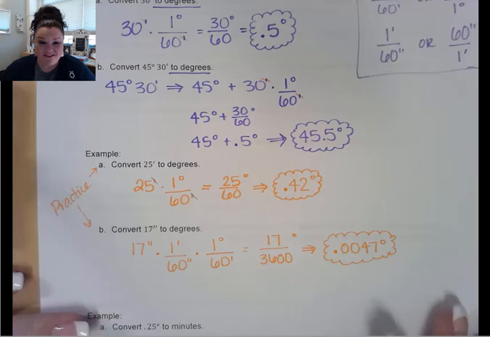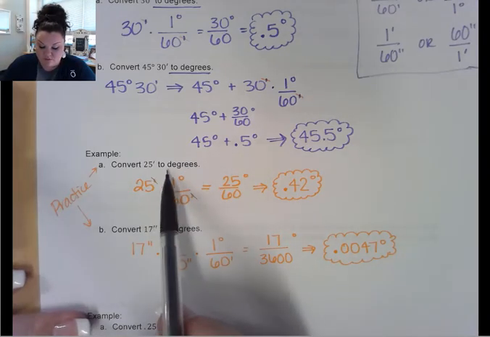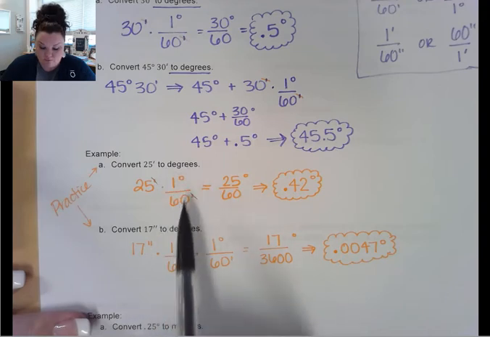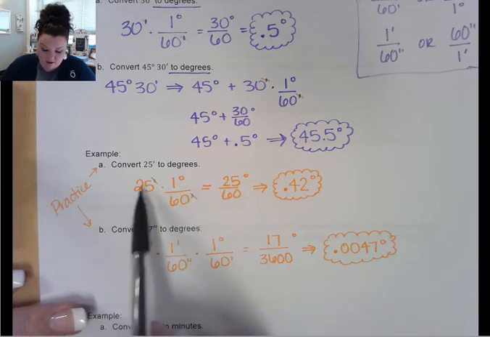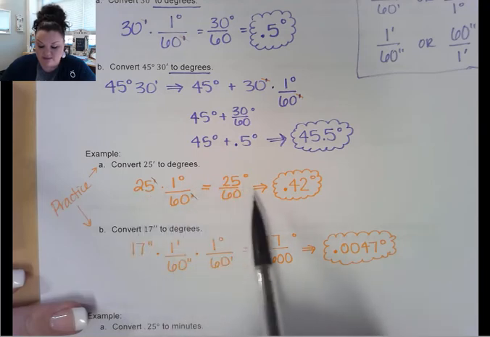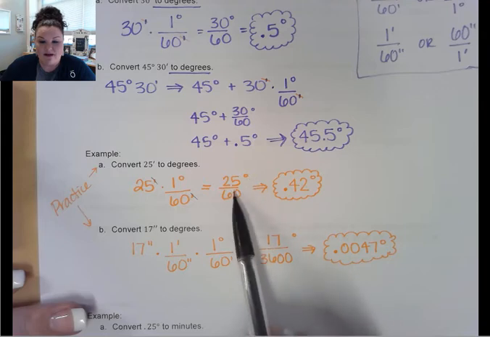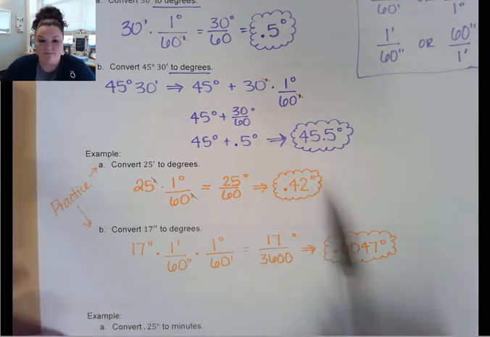Okay, let's see how you did. On the first one, we're going from minutes to degrees. So because we're going to degrees, we want degrees on top. So we're going to use our ratio that 1 degree is the same as 60 minutes. That way our minutes unit will cancel. We multiply straight across, which gives us 25 over 60 degrees. And then we go ahead and put it in decimal form, which gives us 0.42 degrees, okay?